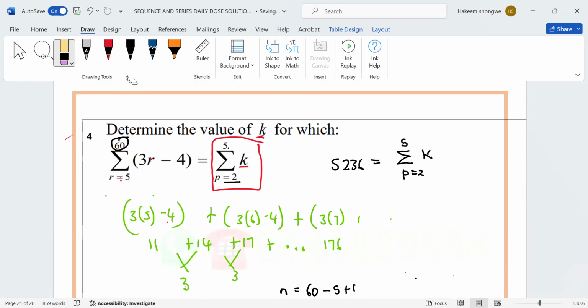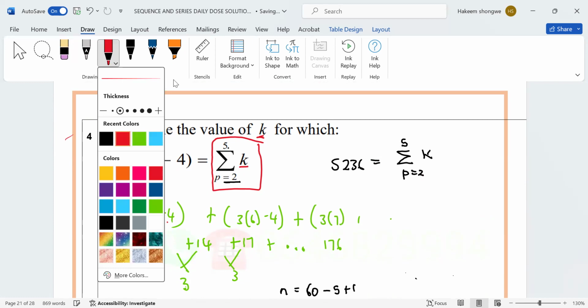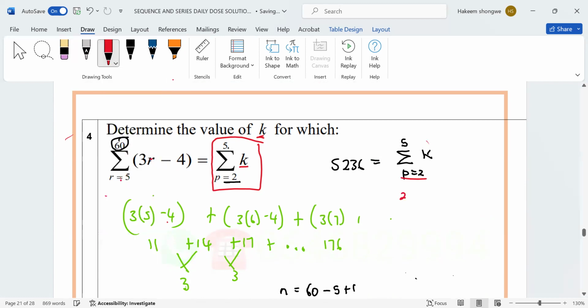So look at this here. You'll start by saying, let's start with p is 2. When p is 2, what is k? It's k. Plus, when p is 3, what is k? It's k. Plus, when p is 4, it's k. When p is 5, what is k? It's k. Now remember, what does the sigma say? It says you add everything up. Now, if I add k plus k plus k plus k, what is it going to give me? It gives me 4k. So this whole thing here is equal to 4k.